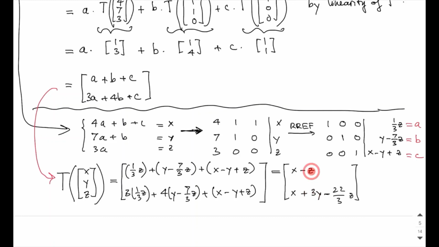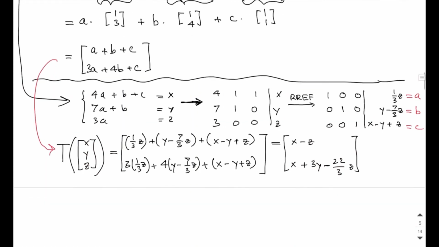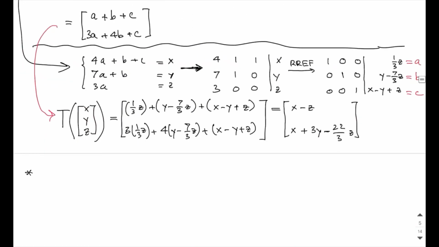So this is the formula for the transformation T. It will take a three-dimensional vector into a two-dimensional vector by the formulas here. Now, we are asked to find a matrix representation for it. There are two ways to get the matrix representation from here. The first way, we are going to go exactly as in the theory.